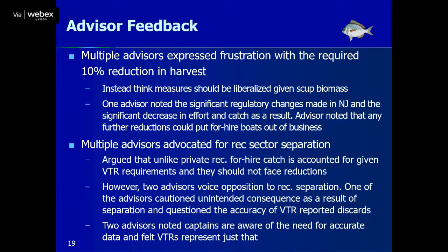And as Kylie noted, the advisory panel also met. We met last week on December 4th to gather feedback on all three species, so summer flounder, scup, and black sea bass. For scup, multiple advisors expressed frustration towards the required 10% reduction, and several advisors said the reduction was not necessary given biomass is so high, and instead that measure should be liberalized.